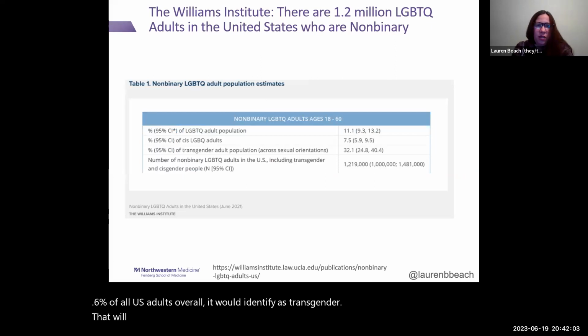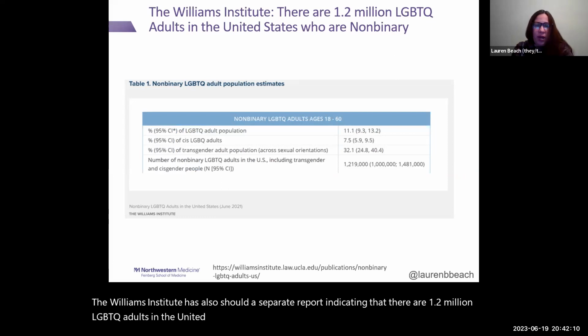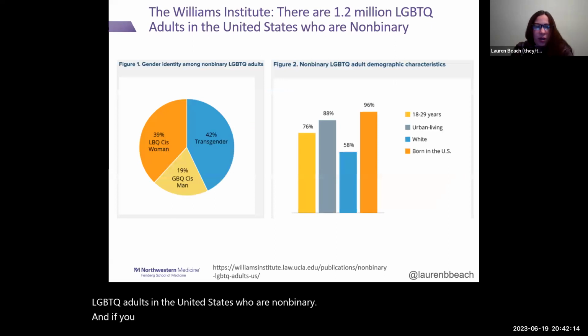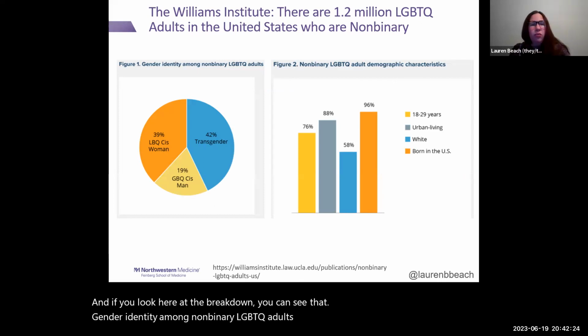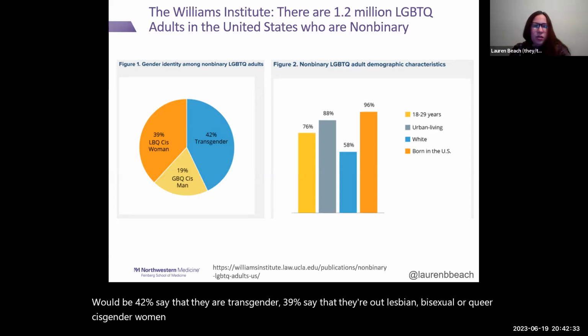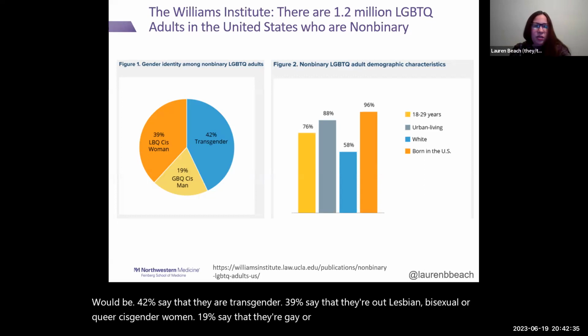The Williams Institute has also issued a separate report indicating that there are 1.2 million LGBTQ adults in the United States who are non-binary. And if you look here at the breakdown of gender identity among non-binary LGBTQ adults, 42% say that they are transgender, 39% say that they're lesbian, bisexual, or queer cisgender women, and 19% say that they're gay, bisexual, or queer cisgender men.